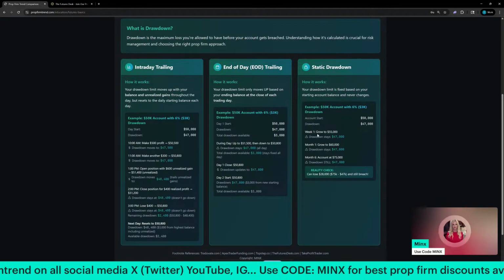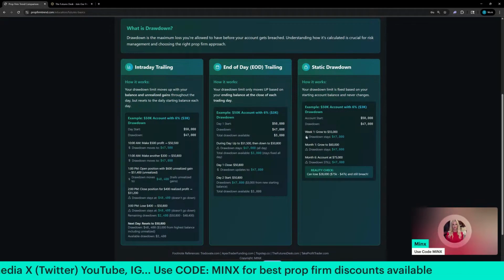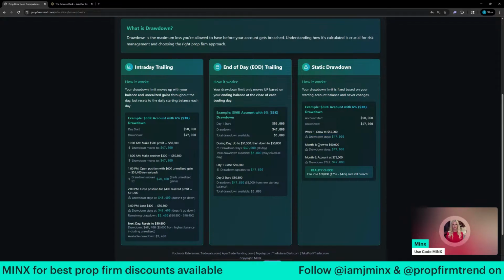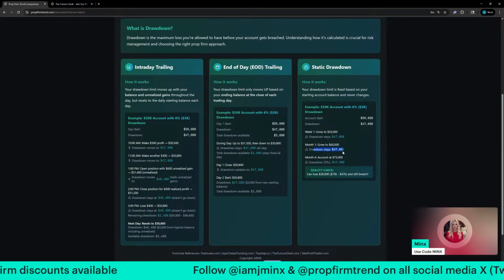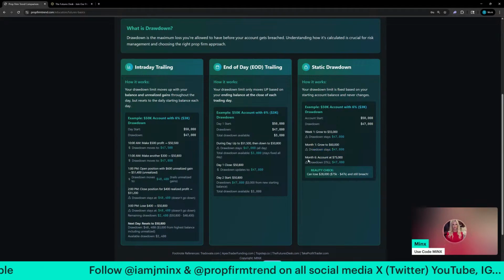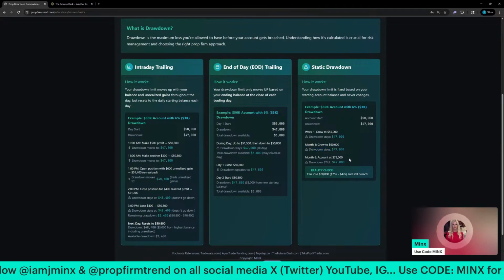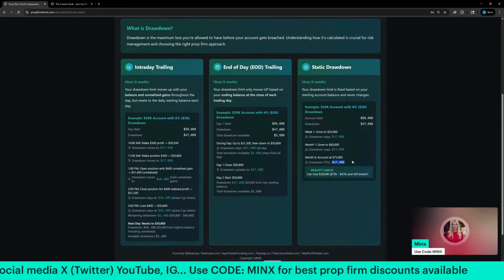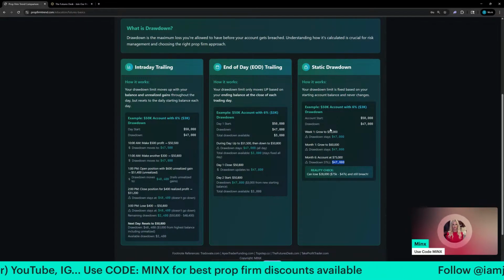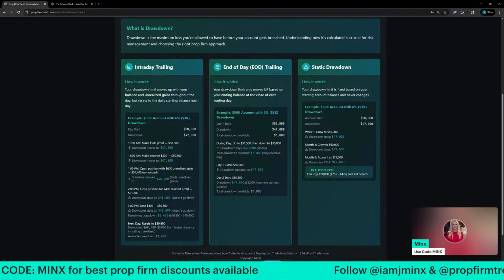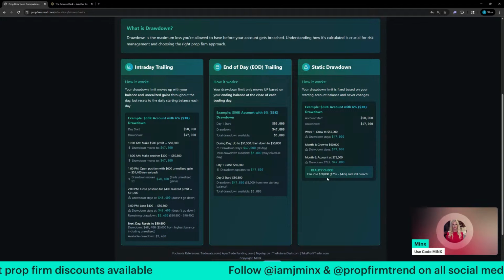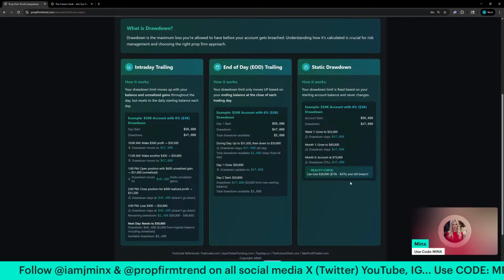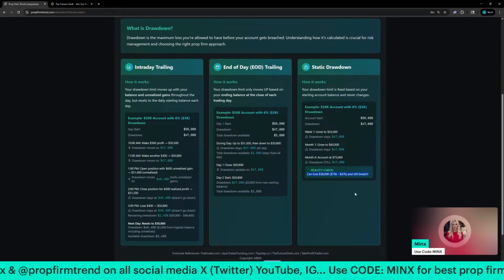So week one, you grow your account to 55,000. Your drawdown stays at 47,000. Month one, you grow to 60,000. Your drawdown is still going to be 47,000. Okay. Month six, your account is at 75,000. Your drawdown is still 47,000. So it doesn't change. It stays static. Okay. Now, reality check, you can lose $28,000. If you lose over $28,000, you can still breach your account.